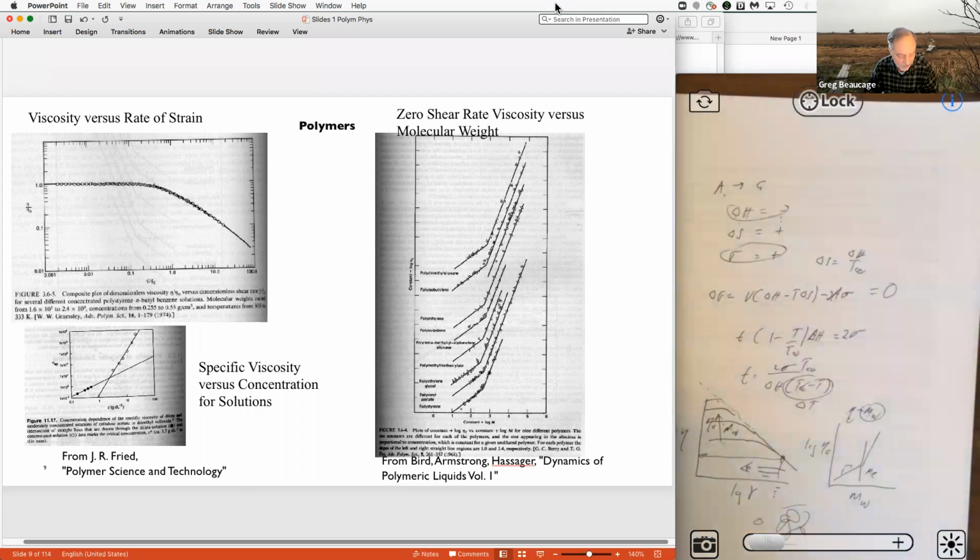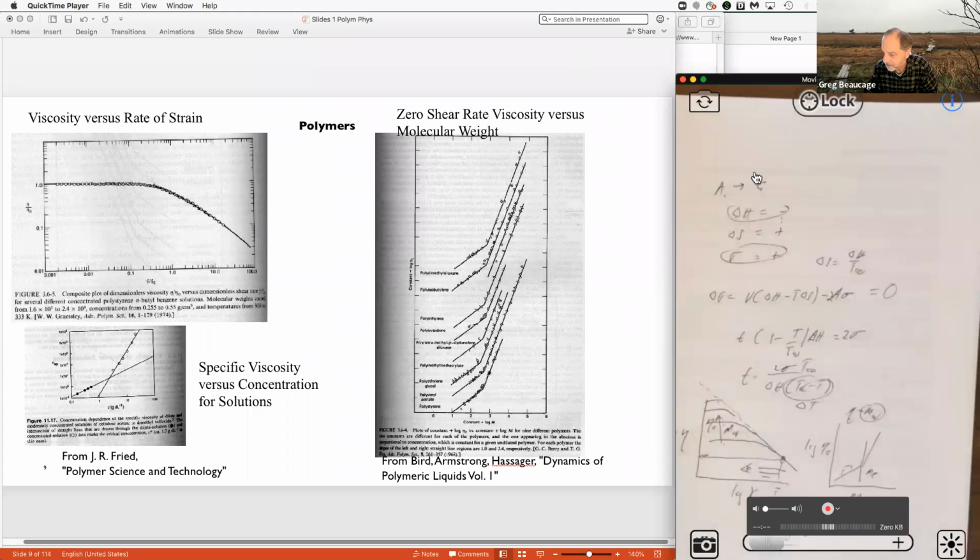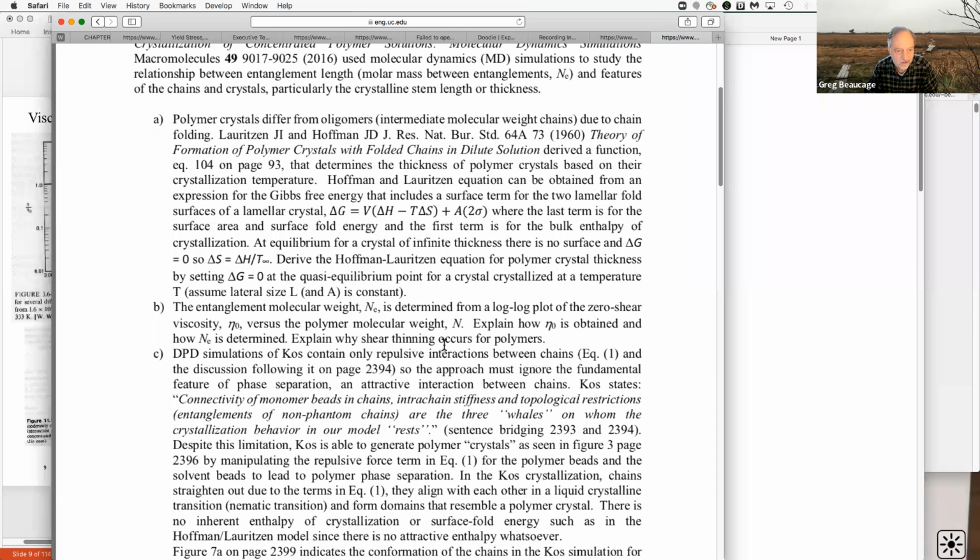So that question was just to kind of reiterate this: explain why shear thinning occurs, explain how that's obtained. So I think everybody got that mostly. Any questions on that, on part B of this? And then these things get dicier as you go along.